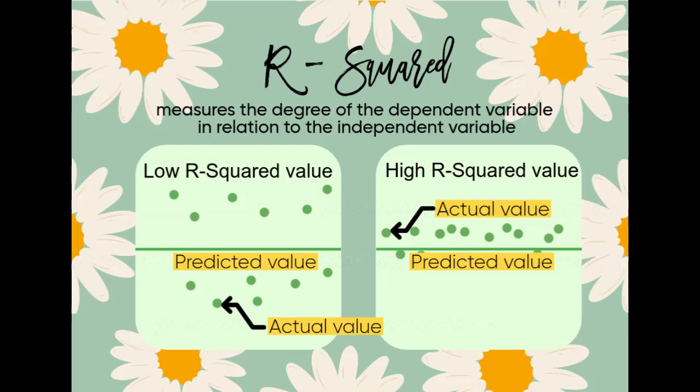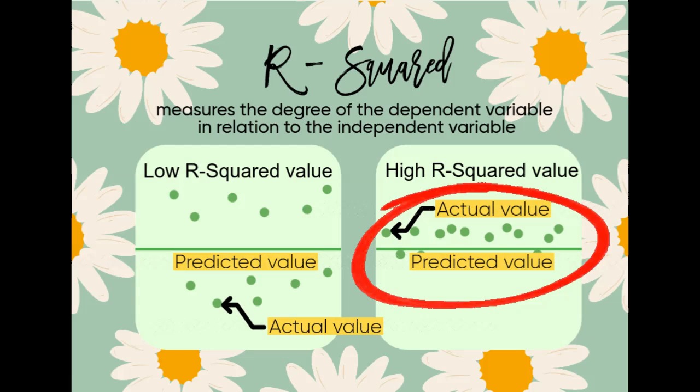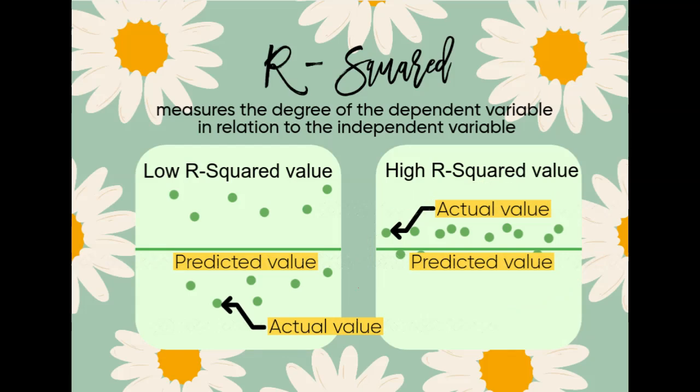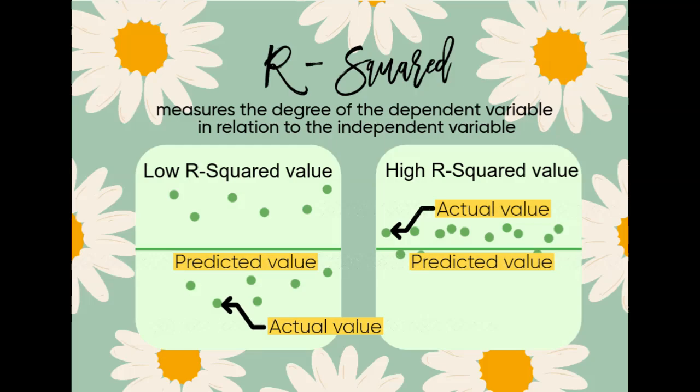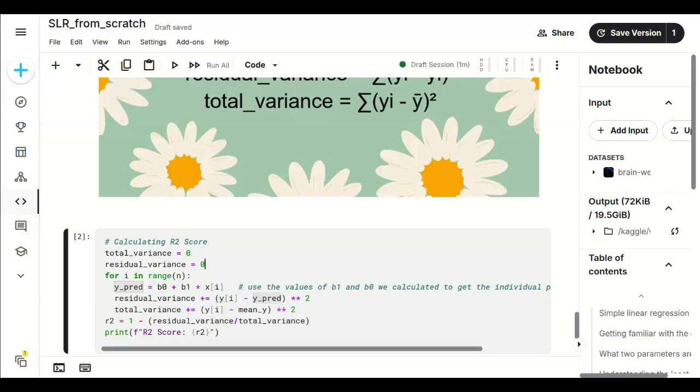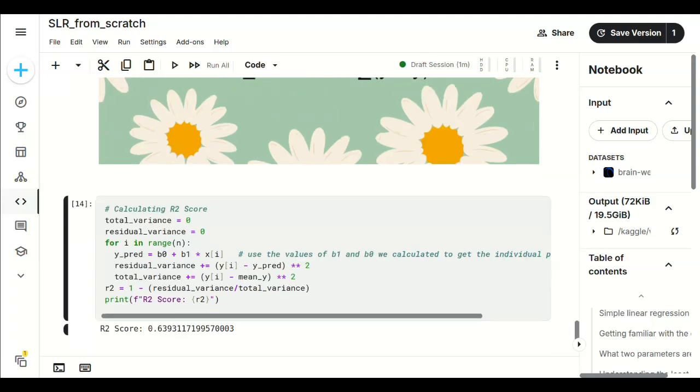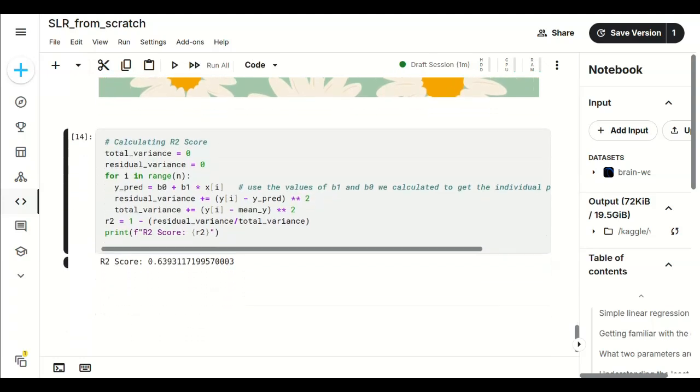A score closer to 1 indicates a smaller residual variance relative to the total variance, meaning the model's predictions closely align with the actual data. This low ratio signifies that most of the variability in the brain weight is accounted for by the regression line, reflecting a strong correlation and a good fit to the data. The R-squared score is approximately 0.639, meaning 63.9% of the variation in brain weight is explained by head size.